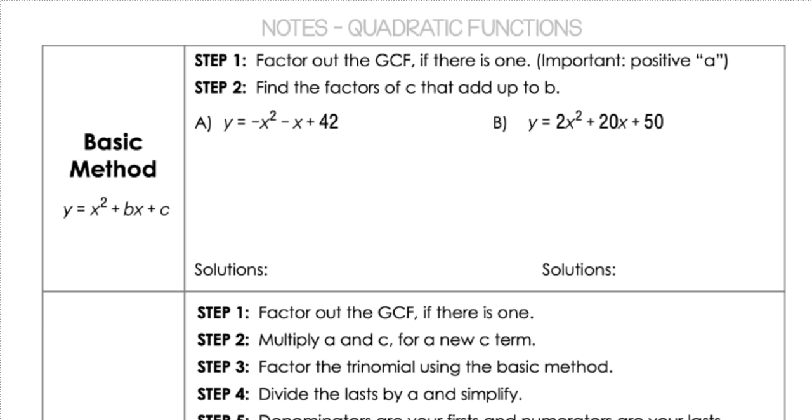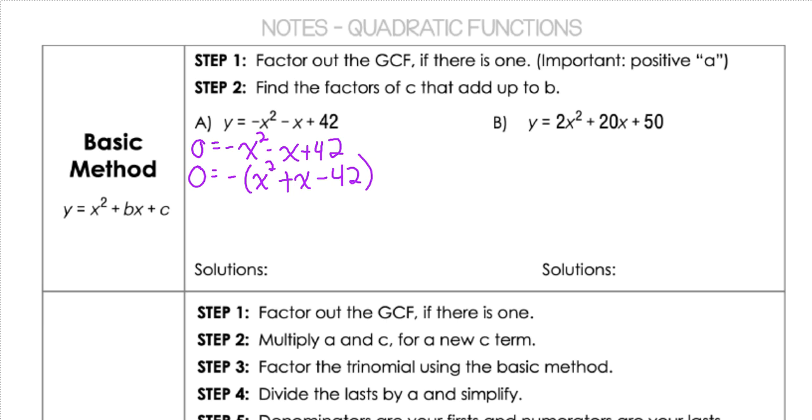I need to get rid of that negative. So the first thing I'm going to do is set it equal to 0. So I'm going to say 0 equals negative x squared minus x plus 42. Then I am going to factor out that negative because I want a positive a value. So I'm dividing each term by a negative. And that's going to be what it looks like with the GCF factored out.